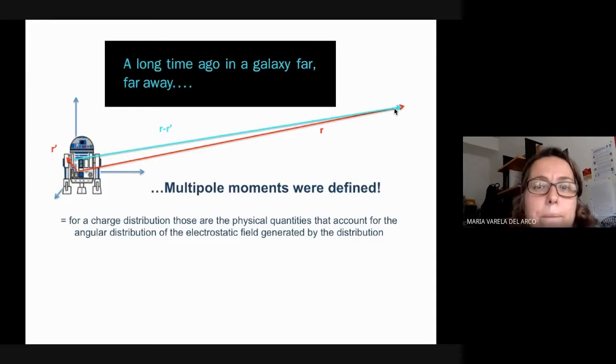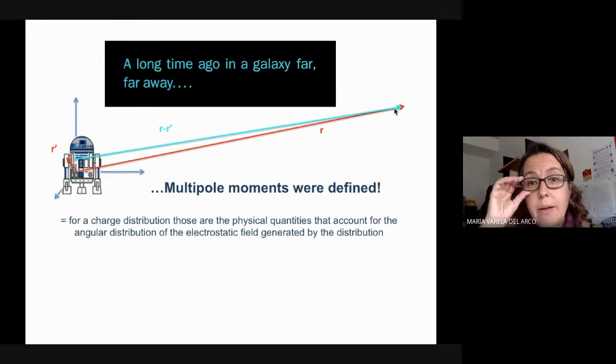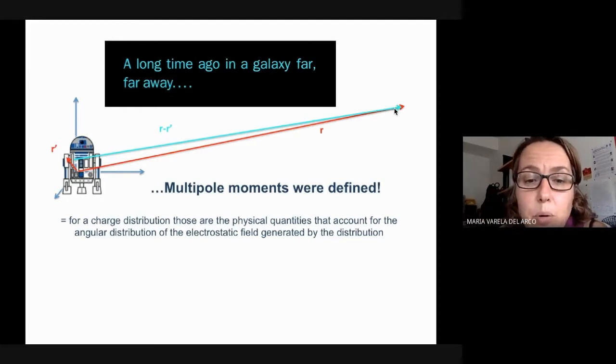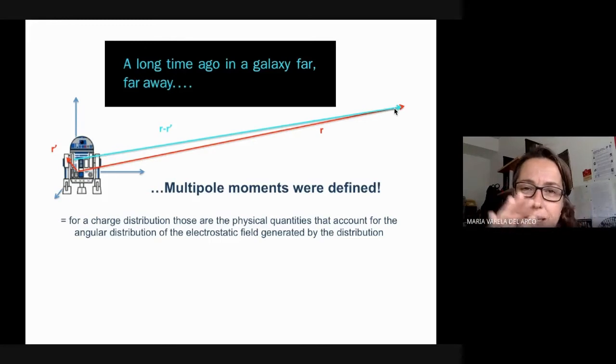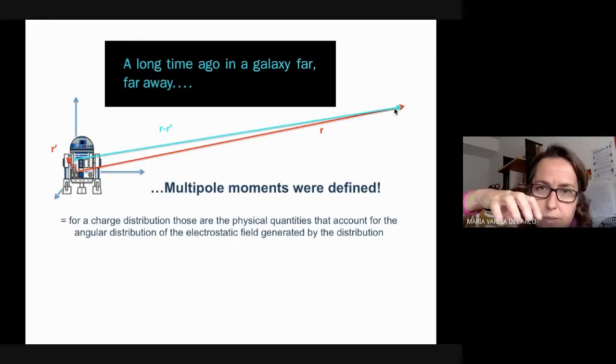And I just said a word that is going to be very important here. I'm talking about moments, multipole moments. Okay, for any charge distribution, we will talk about the multipole moments as those physical quantities that we will define in a moment, okay, that are going to account for the angular distribution of, let's say, the symmetry, the shape of my charge distribution, my source, my charge density.